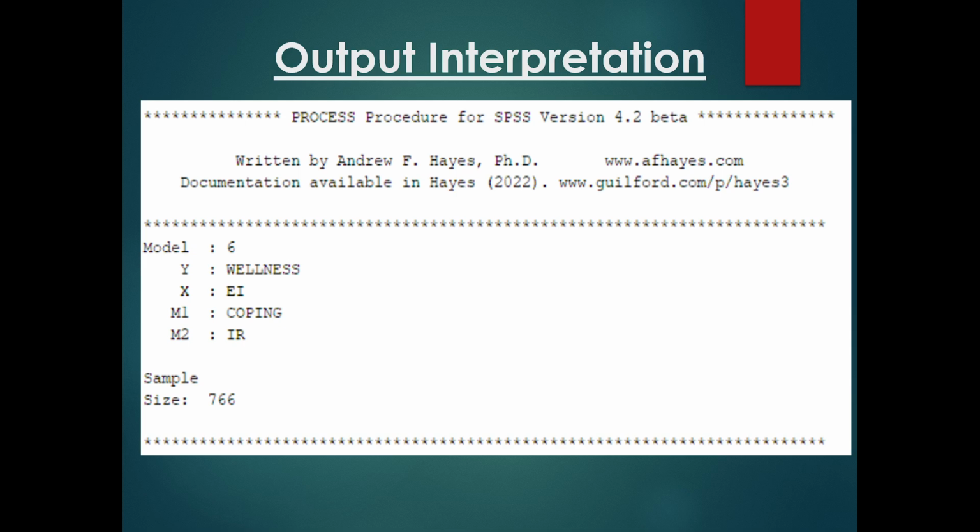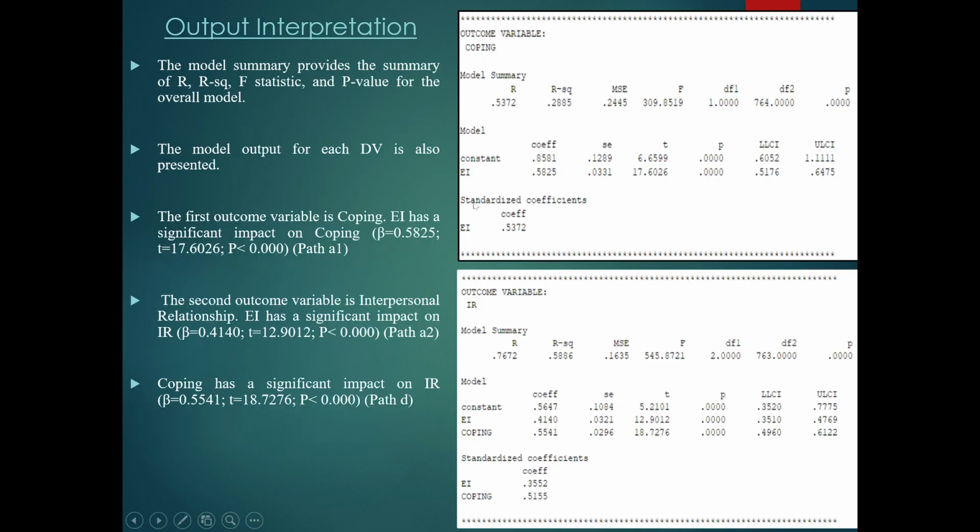In the output, the first thing we can see is the model number. As we already said, our model number is model 6, Y is wellness, X is EI, emotional intelligence, M1 is coping, the first variable which we have entered, and M2 is the second mediator, that is interpersonal relationship, and total sample size is 766.